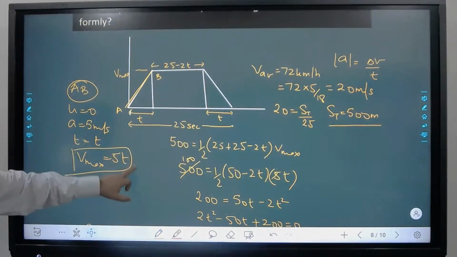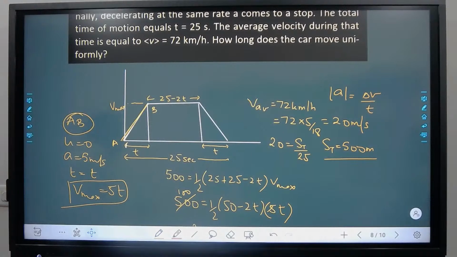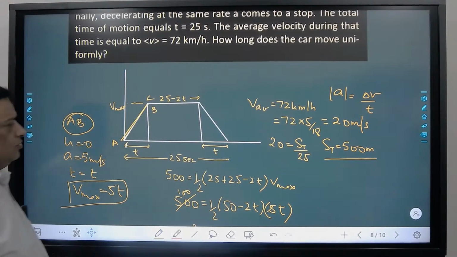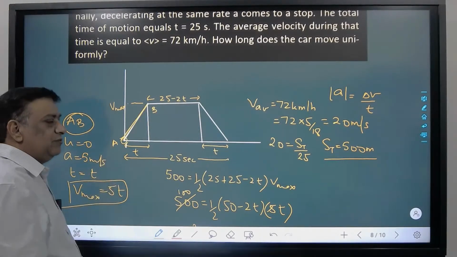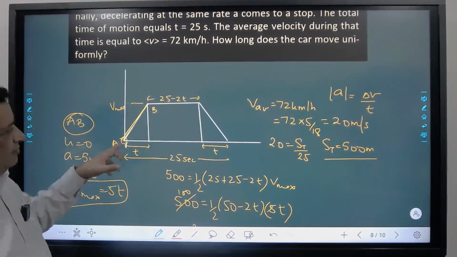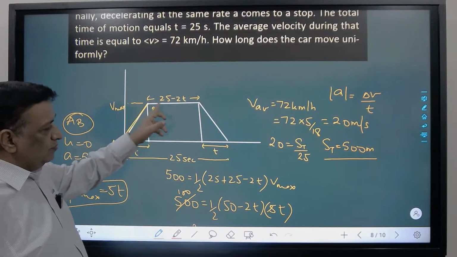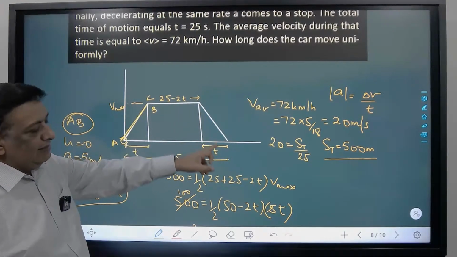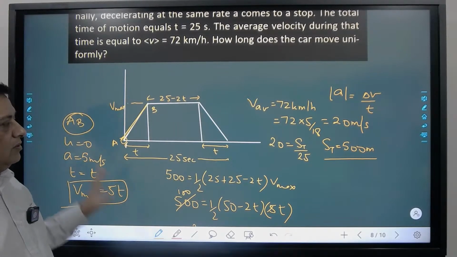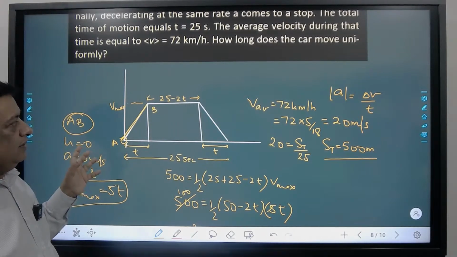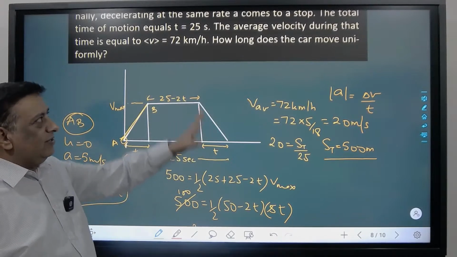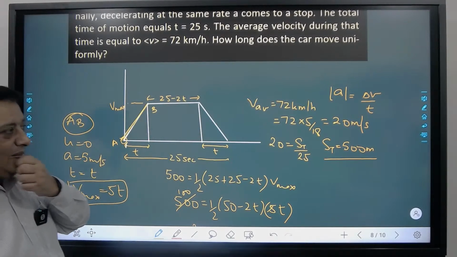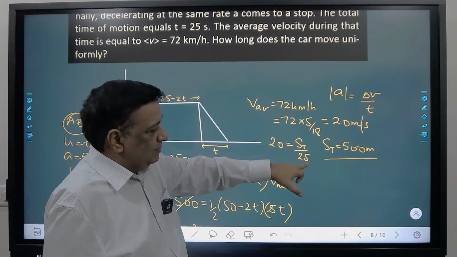We have solved this from the graph. We have said that the body starts from rest, so its vt graph will start from here. It moves with constant acceleration of 5 meter per second square. Then it moves with constant velocity, meaning in this region acceleration is 0, and it finally retards. In this whole journey the total time taken is 25 seconds and we are given the average speed. Average speed is total displacement upon total time.